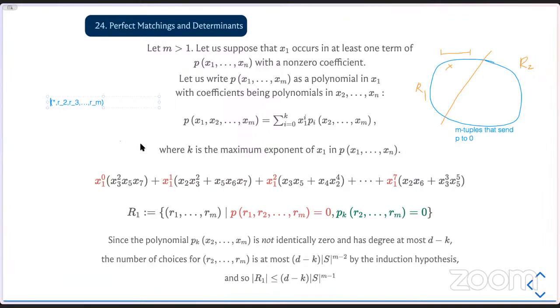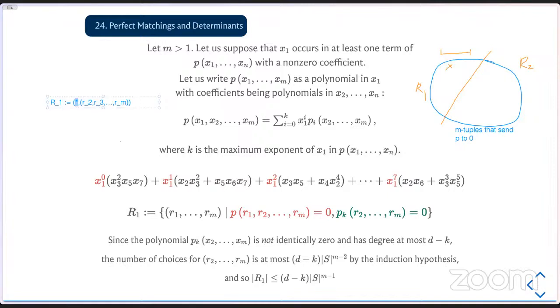But yeah, for R1, we are looking at these guys. For capital R1, it's all of these tuples here, where the first entry is more or less a wildcard, and the number of tuples for which this additional condition is true, that pk goes to 0, is on just these guys. This part here is bounded by the induction hypothesis, and this wildcard, which is small r1, has size of S many choices.